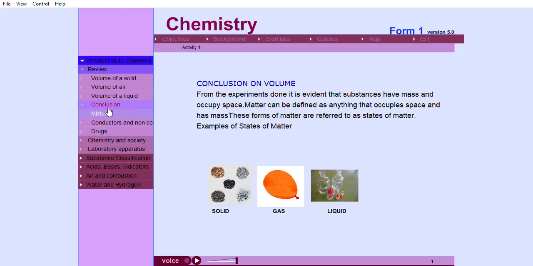Matter can be defined as anything that occupies space and has mass. These forms of matter are also referred to as states of matter, namely solids, liquids, and gases.